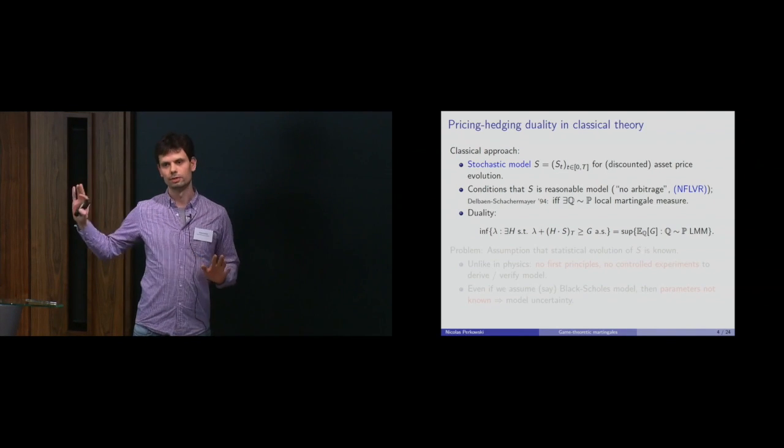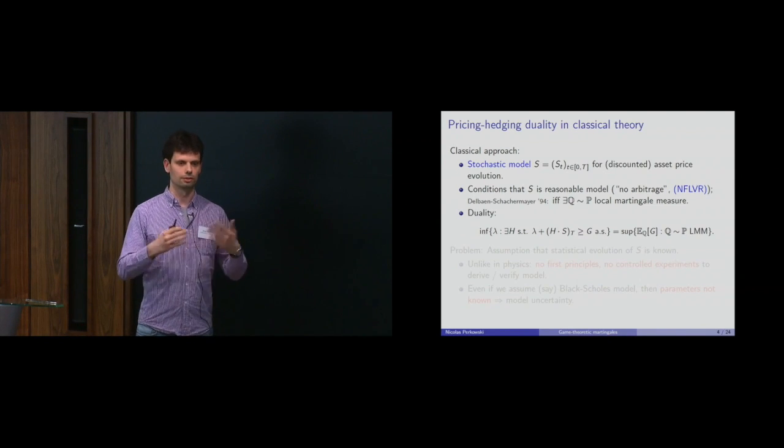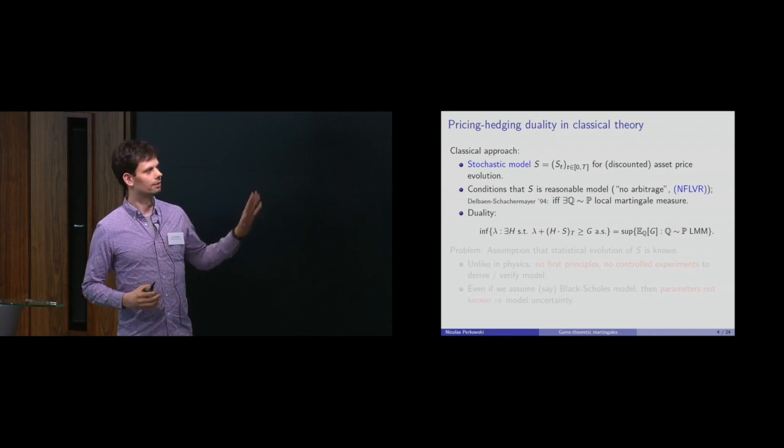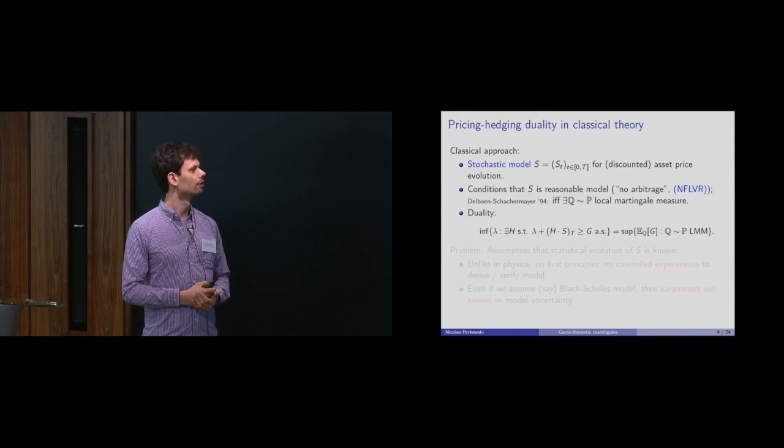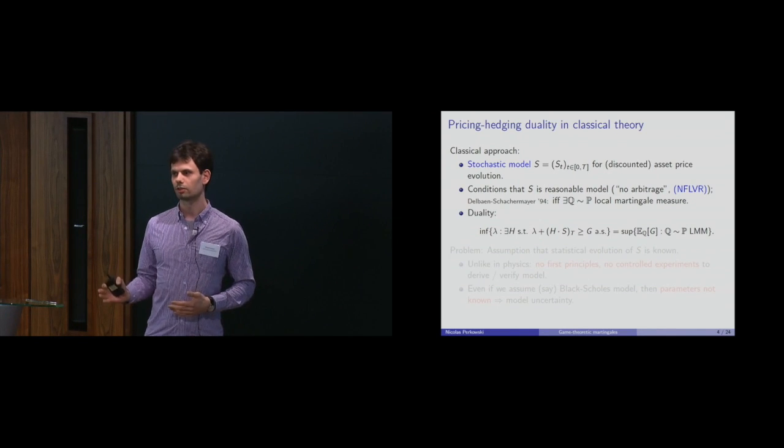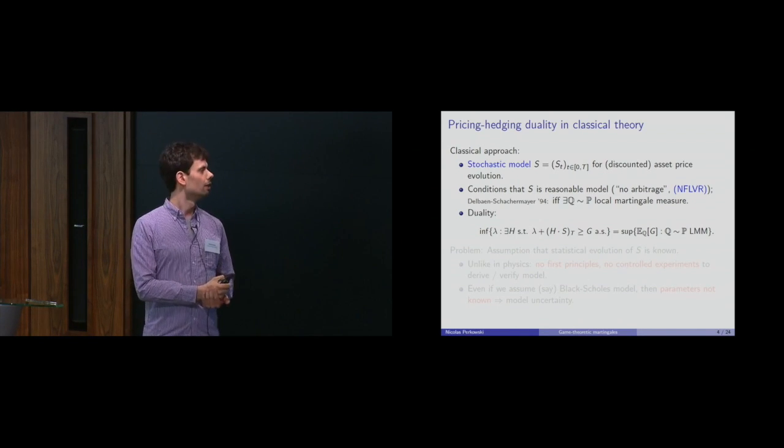Okay, so then you can weaken that later, get to this NUPBR. We'll talk about that a bit later, but let's say, if you impose no free lunch with vanishing risk, you get these equivalent local martingale measures. Okay, so we have the martingale measures.